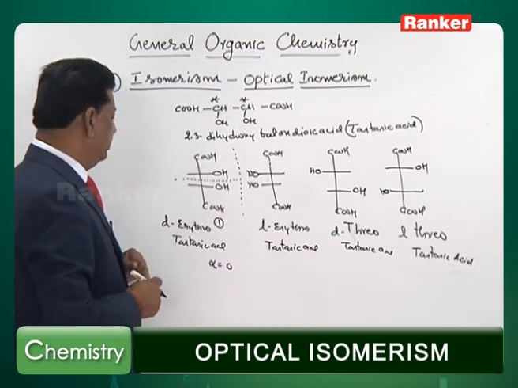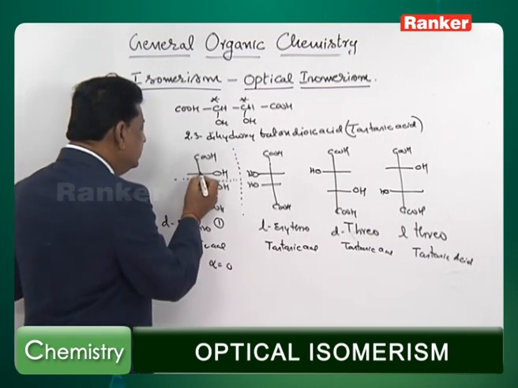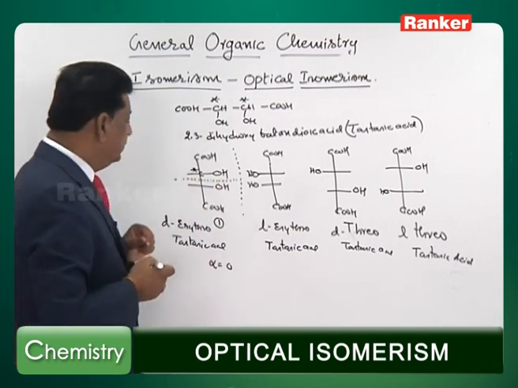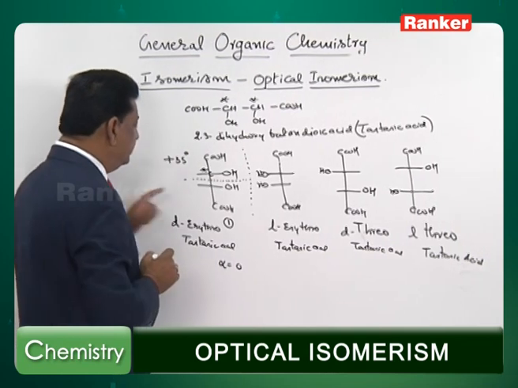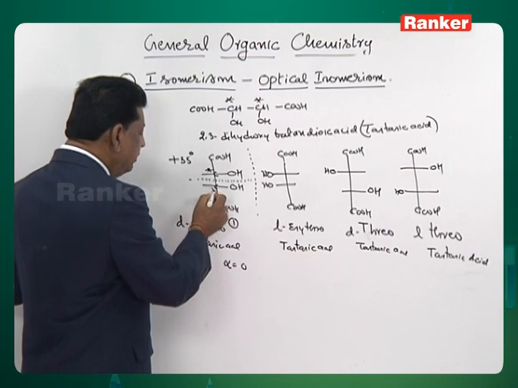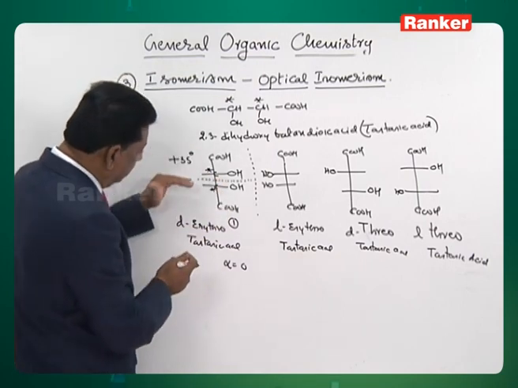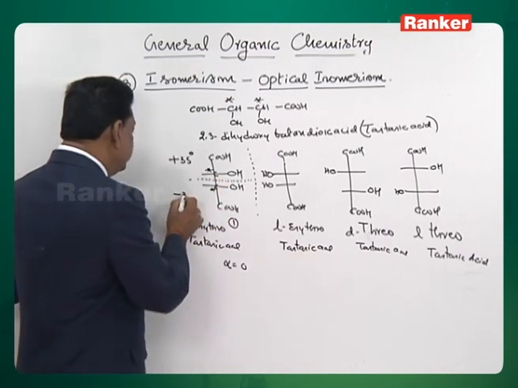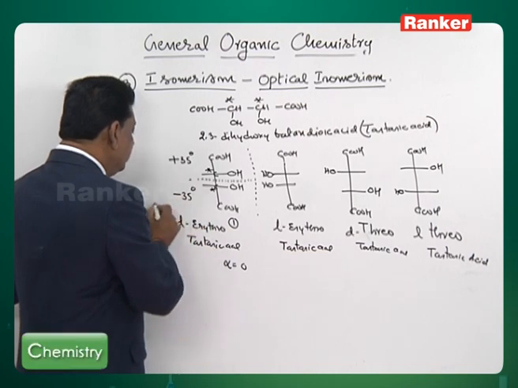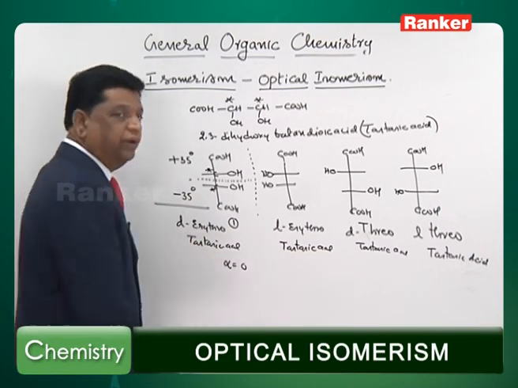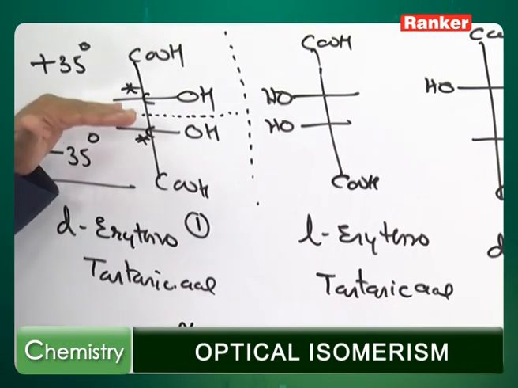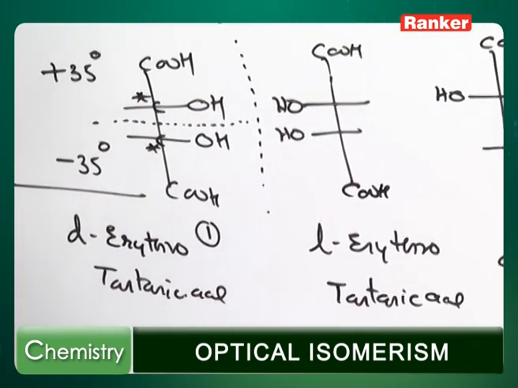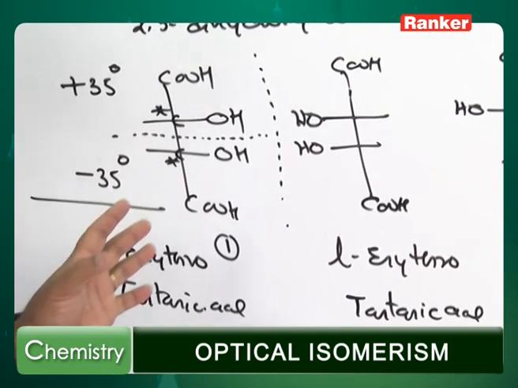The other way also can be studied. This is a chiral carbon, right? So imagine that this chiral carbon is producing plus 35. This chiral carbon is a mirror image of the first one, exactly mirror image. So it produces minus 35, right? So they get cancelled, that's why 0 is coming. So either way you can define, because the molecule has a plane, the whole molecule is symmetric.